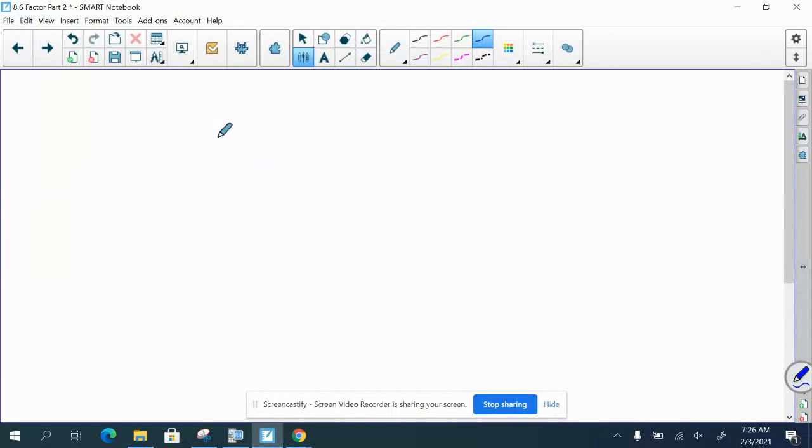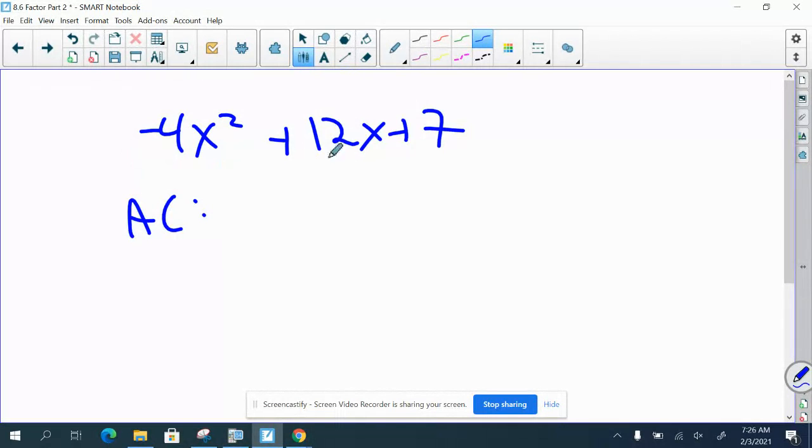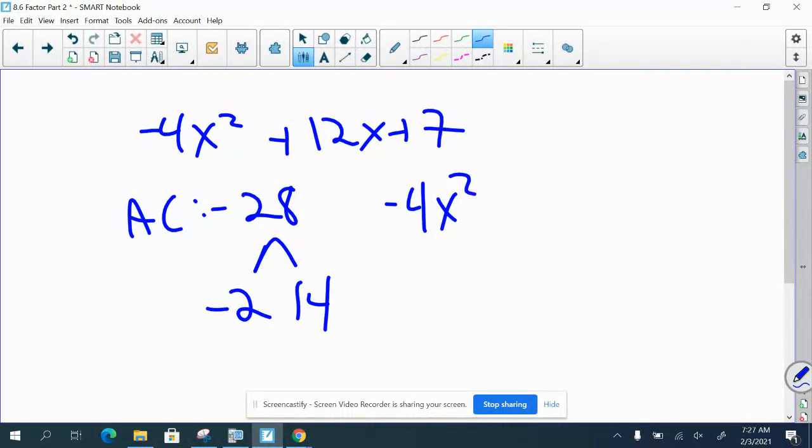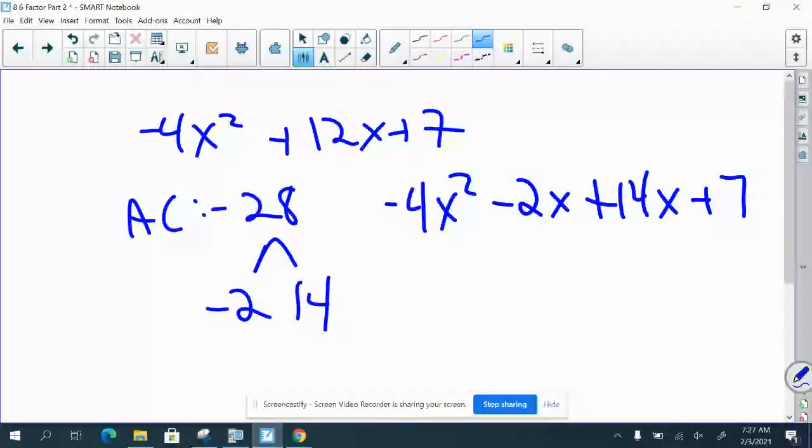Okay, so the second way to do this is if you did not factor out the negative and you wrote AC is still negative 28, but now you're trying to find factors of negative 28 that add to 12. So in that case, you're going to do negative 2 and positive 14 instead of positive 2 and negative 14. So you would have negative 4x squared minus 2x plus 14x plus 7.